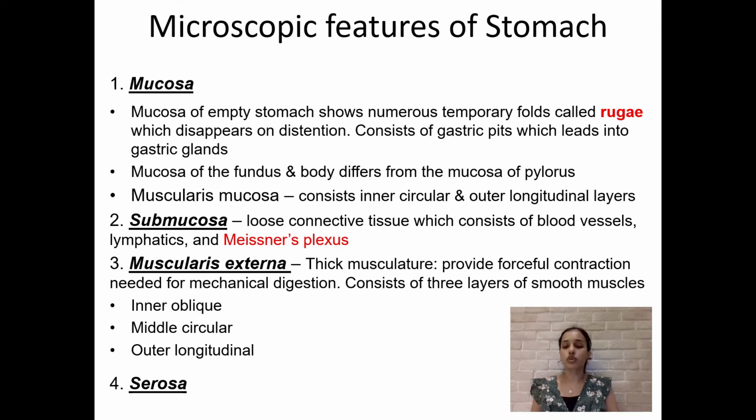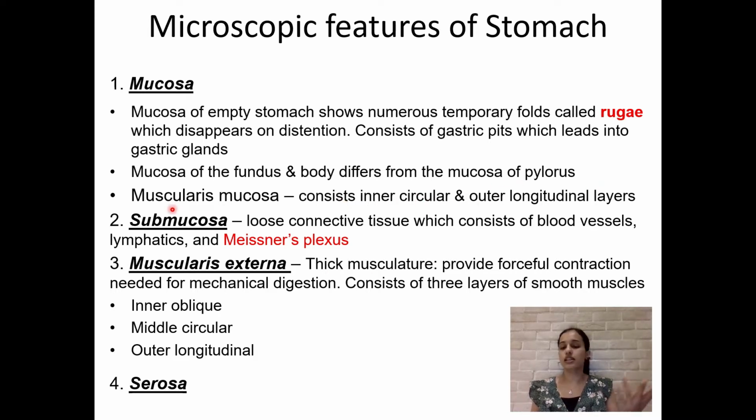If you see the microscopic features of these regions, the mucosa of the fundus and body differs from the mucosa of the pylorus. The mucosal layer in the fundus and body has identical features, but the pylorus has a different feature. Along with the lamina propria, the mucosa also has the muscularis mucosa, a layer of smooth muscle cells arranged in two layers, inner circular and outer longitudinal.